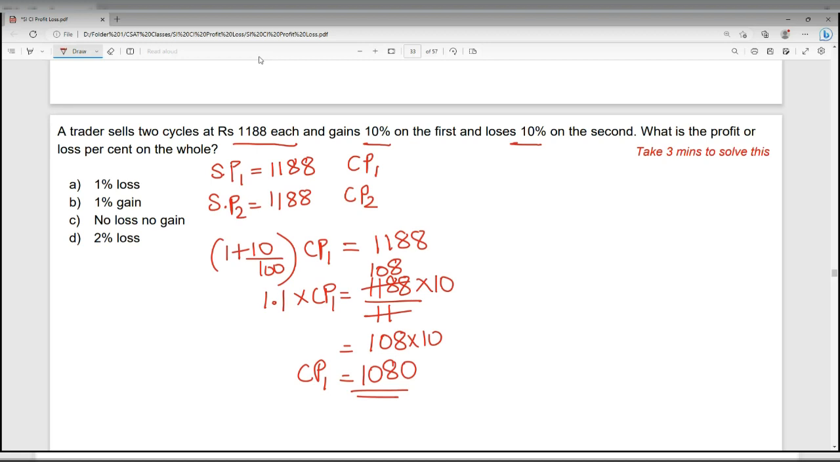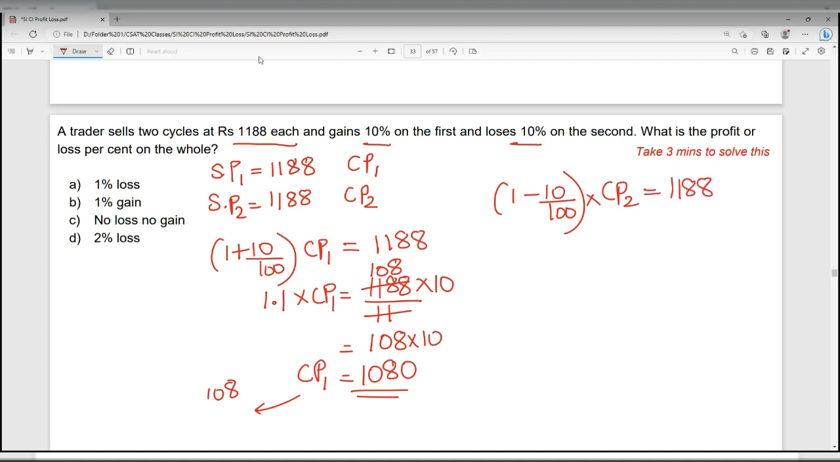If you add 10% of this, you would have 108, and so the final selling price would be 108 plus 1080, which gives 1188. In the second case, he had sold it at a loss. So a loss of 10%, that is 10 by 100 into the cost price of the second cycle, is equal to 1188.